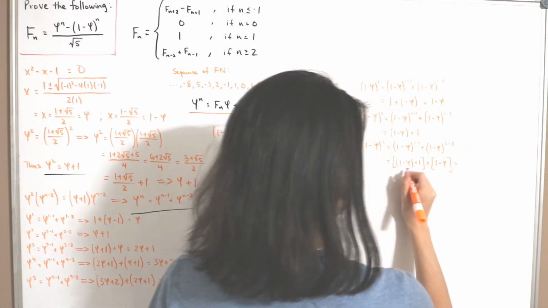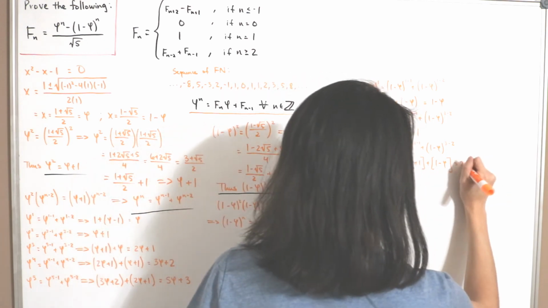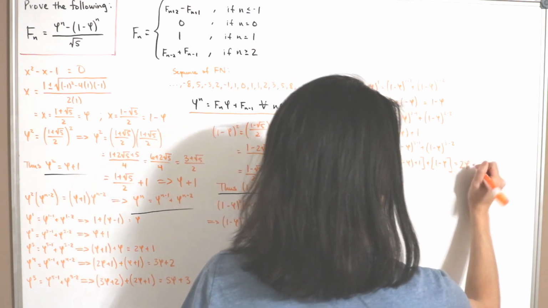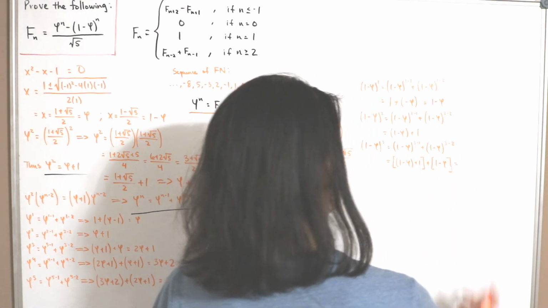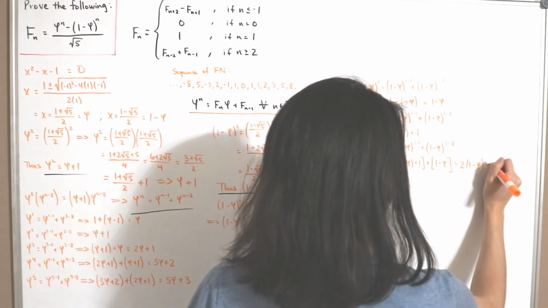Let's see if I can combine some terms. They share a 1 minus phi, so this can be 2 times 1 minus phi, and then plus 1.